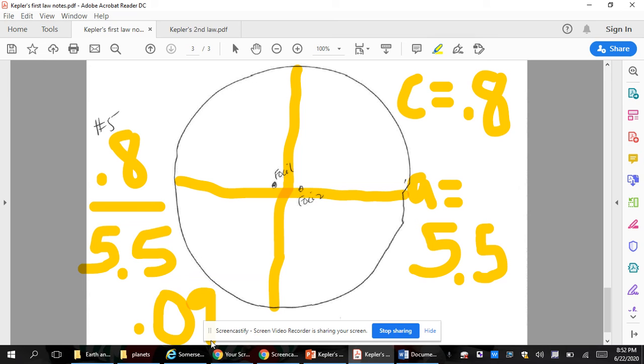So remember, all of these are measured in centimeters. You also need to make sure you're using a ruler when you do this. Some of your values may be a little bit off from mine, but that's okay because that just depends on where you have drawn your lines. But these are your examples for how to find eccentricity and how to determine if the orbit is more circular or elliptical.